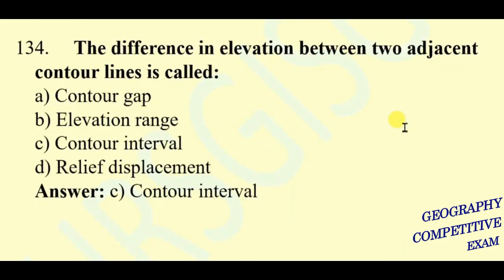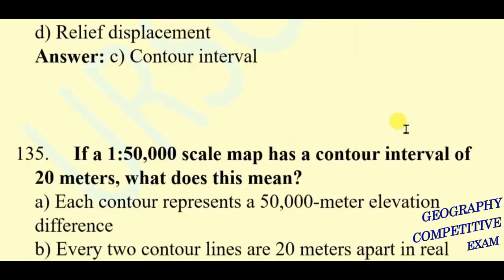Question number 134. The difference in elevation between two adjacent contour lines is called: contour gap, contour elevation range, contour interval, relief displacement. Here the right answer will be contour interval.